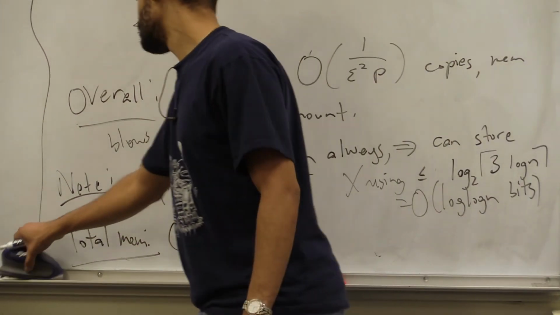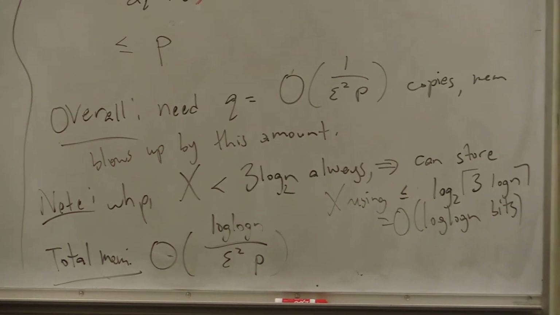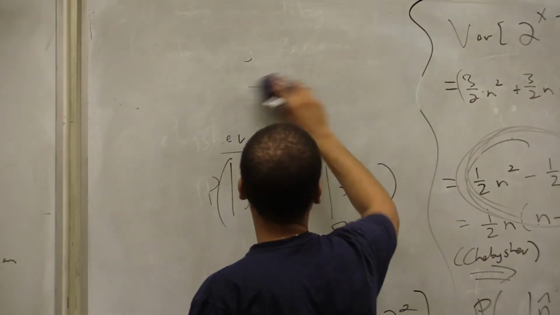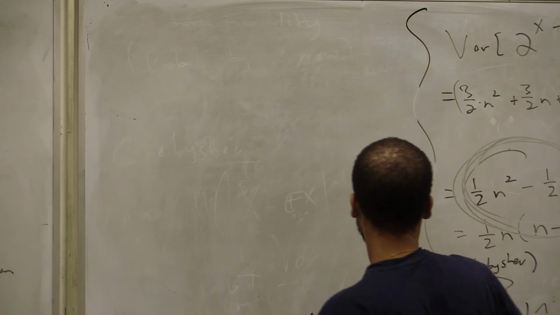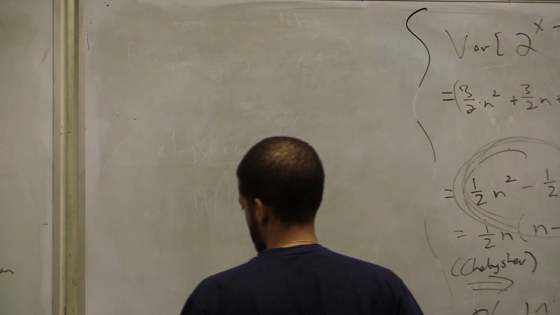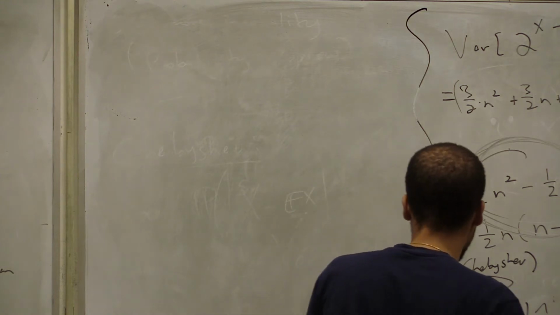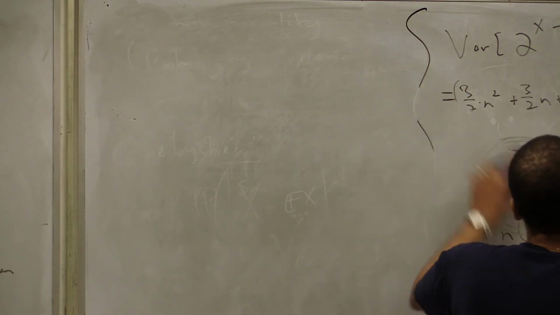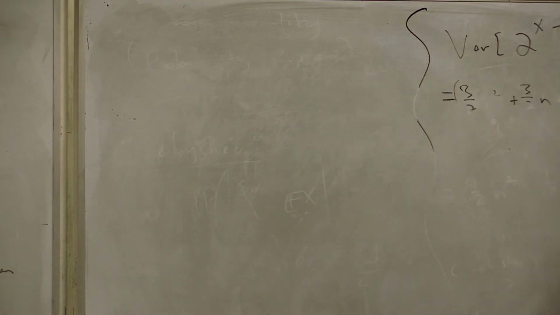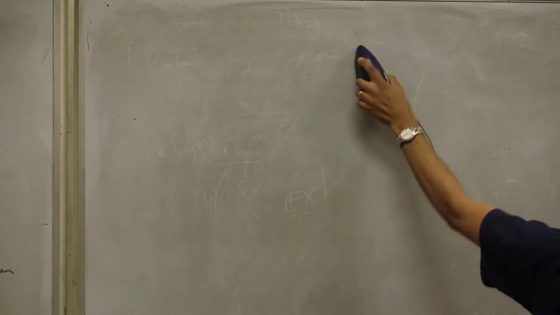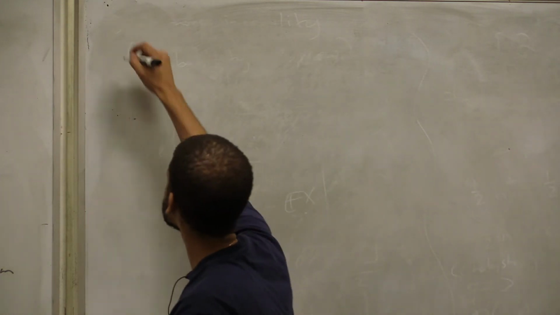Okay. Now, is that dependence on epsilon and p optimal? And the answer is no, it's not optimal. You can actually do better. I won't give you the full details of the analysis for why you can do better, but I'll give you a hint as to how it works. So, doing better.